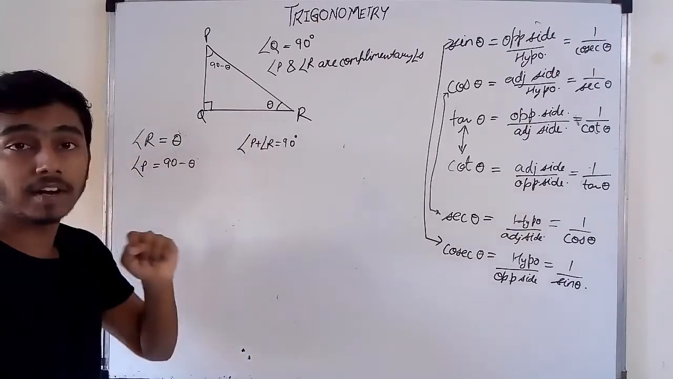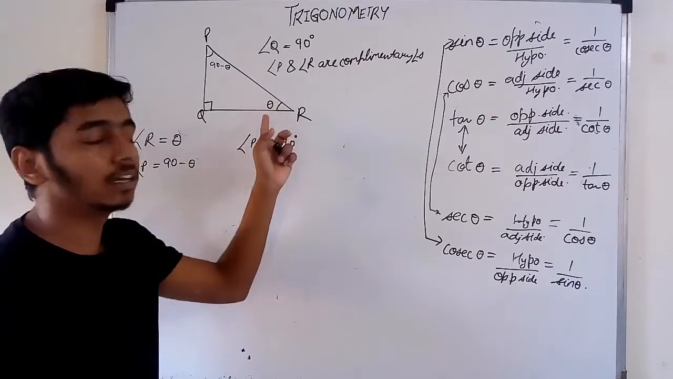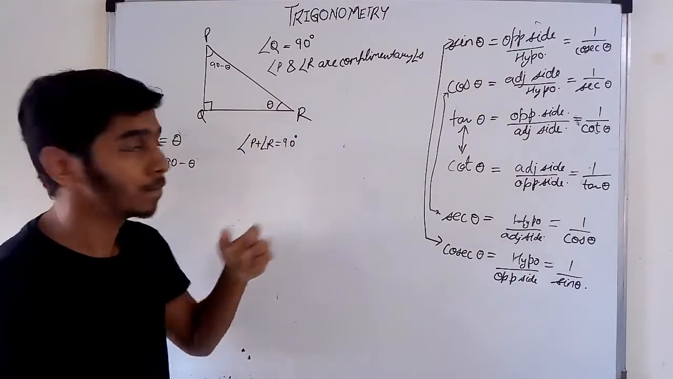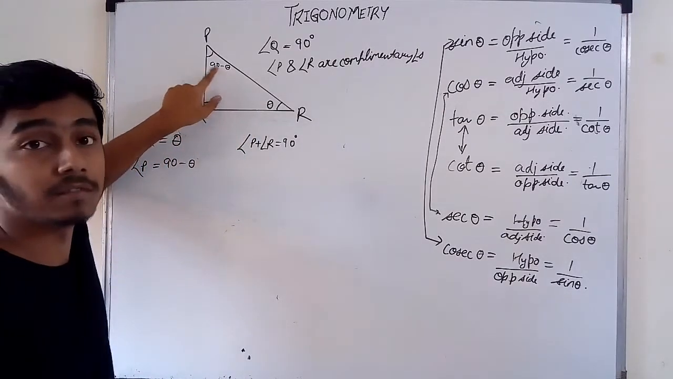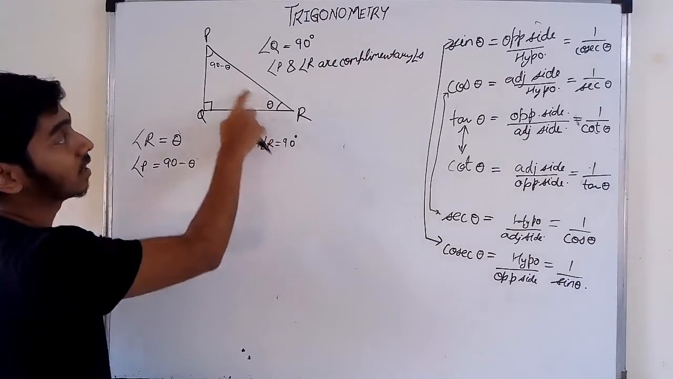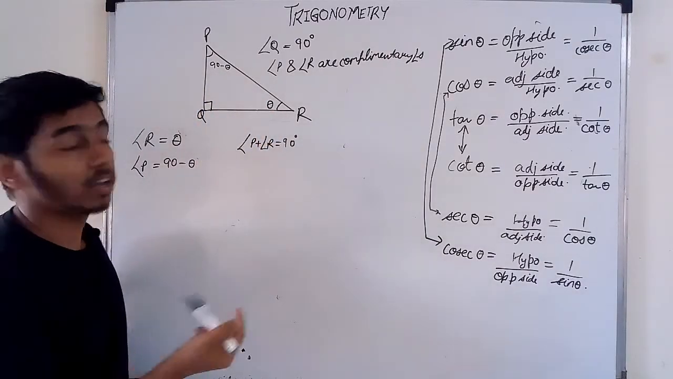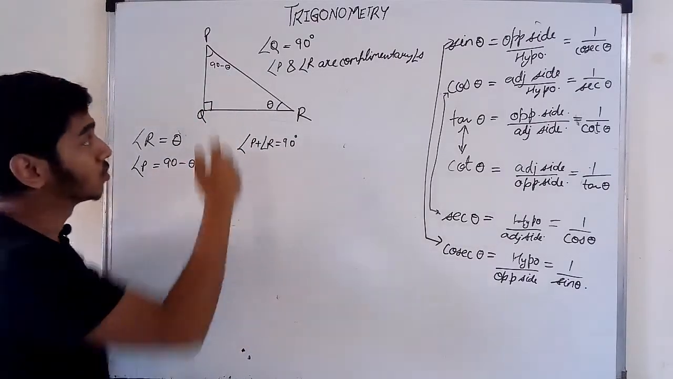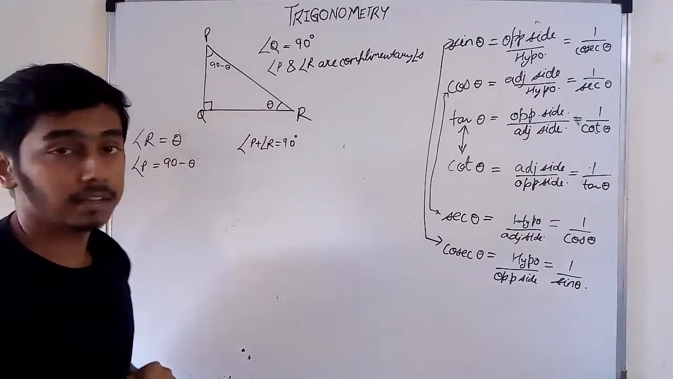I hope you have understood. Now this theta is any angle. It can be 30 degree, 20 degree, 45 degree, 60 degree. If this is 30 degree, then this will become 90 minus 30, which is 60 degree. So if this is 30, this will be 60, and this is 90 itself. Correct? So the sum of them is giving us 180 degree. So our assumption is correct.